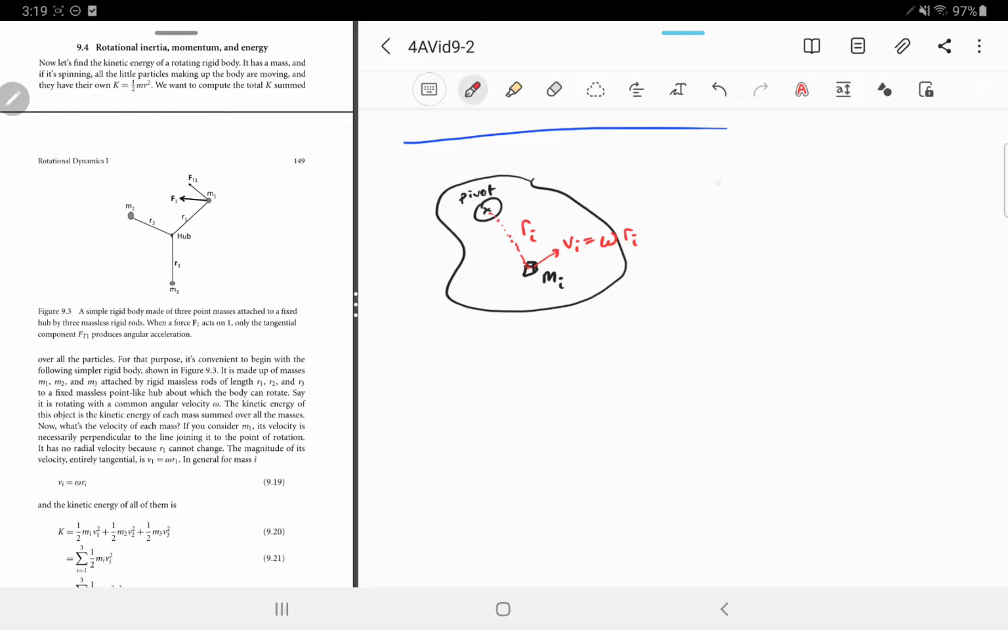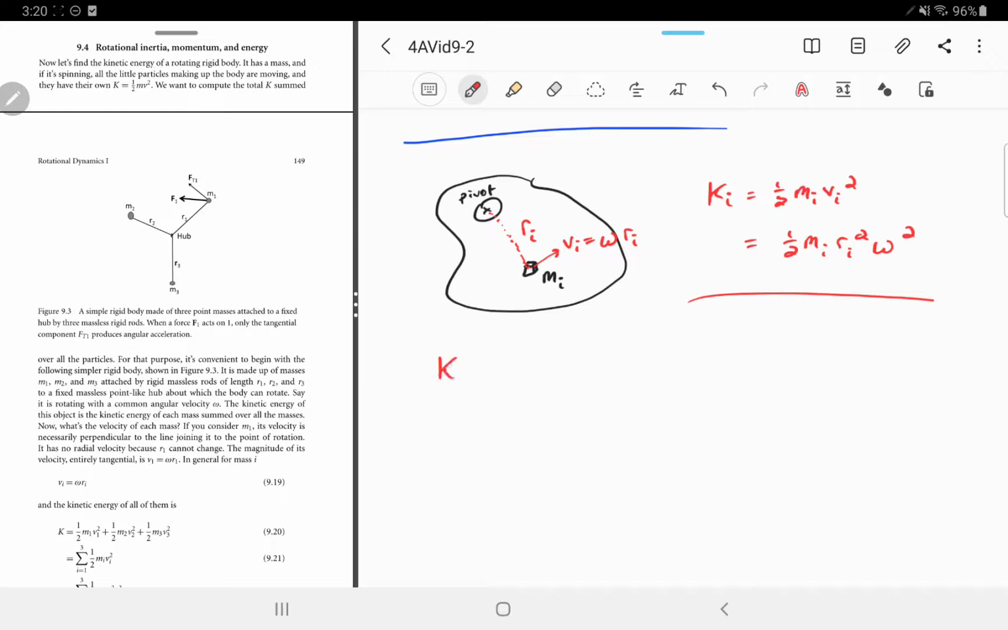The kinetic energy of that little mass, m sub I, is 1/2 mv squared, where there's just an I subscript labeling which mass, and it has its own velocity. Okay, so we could rewrite this way: 1/2 m sub I r sub I squared times omega squared. Okay, that's for each piece.